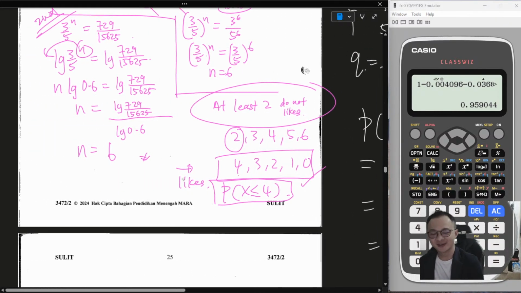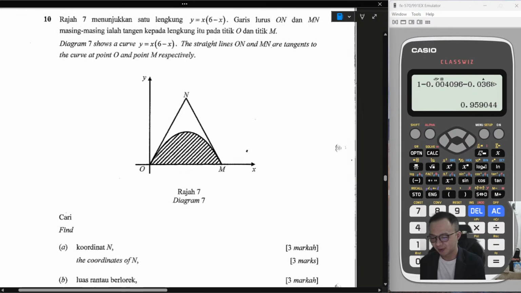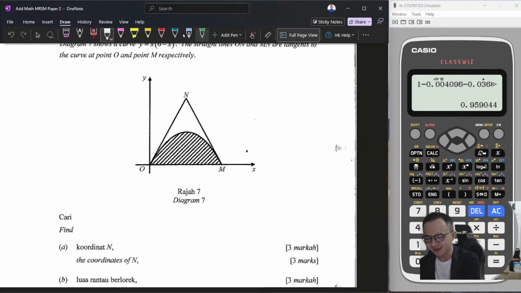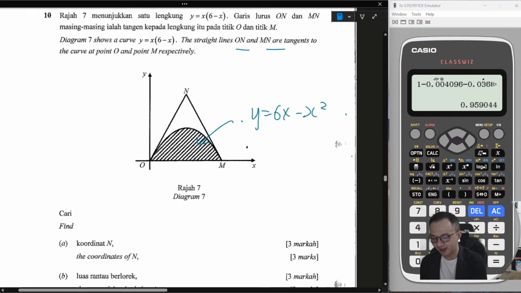Okay. Let's continue. Question 10. Integration, I guess. So we have a quadratic equation, y equals 6x minus x squared. And then these two straight lines are tangent to this one at M and N. Okay, find the point N.